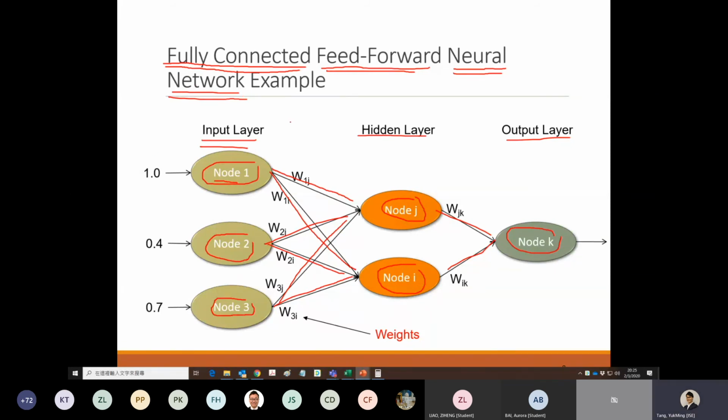In order to connect the input layer to the hidden layer, we need to have some weighting. W1J means loop 1 is connected to loop J with weight W1J, and loop 1 is connected to loop I with some weighting. These weights are called W1I, W2I, W2J, W3J, W3I, and so on. And then we have WJK, WIK. So in this fully connected neural network, each connection has its own weight.